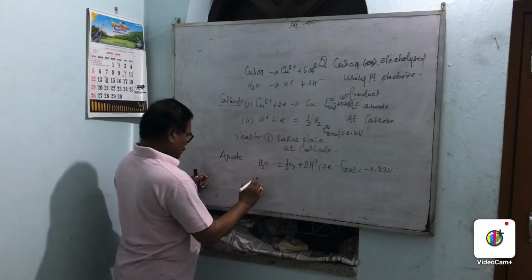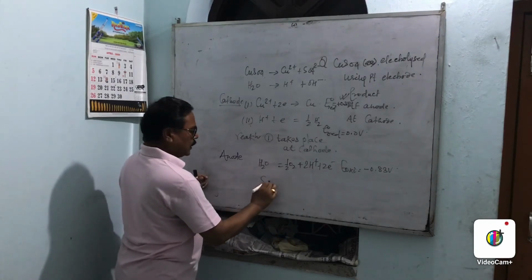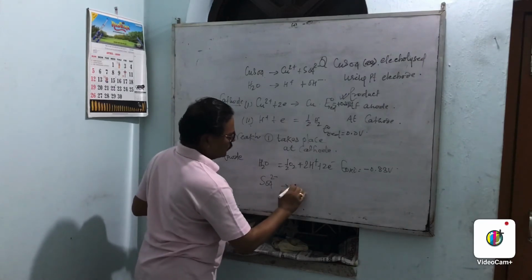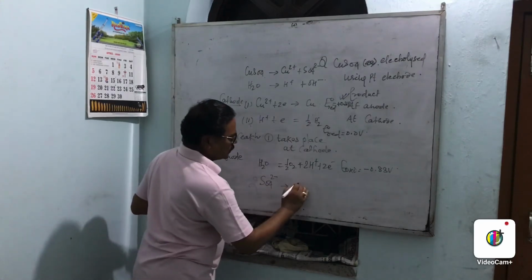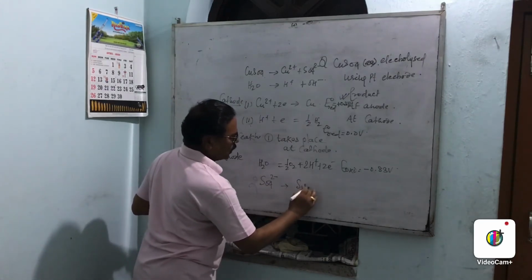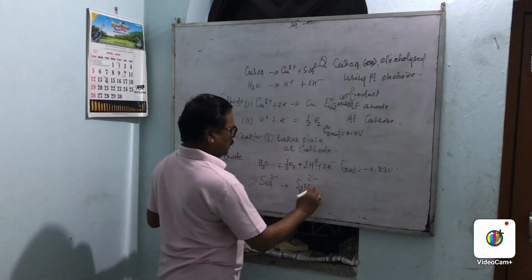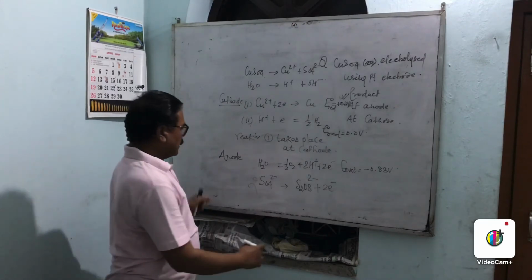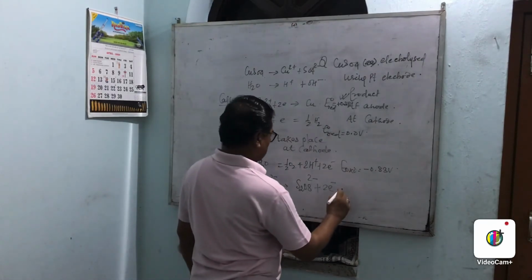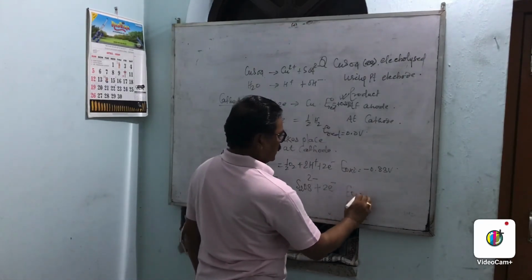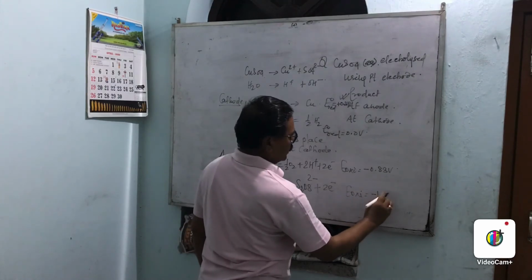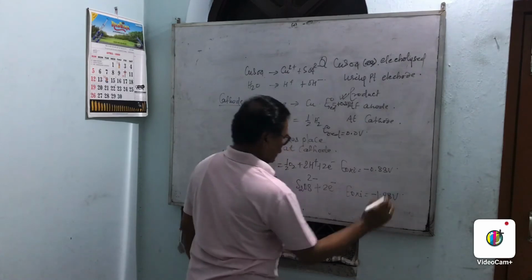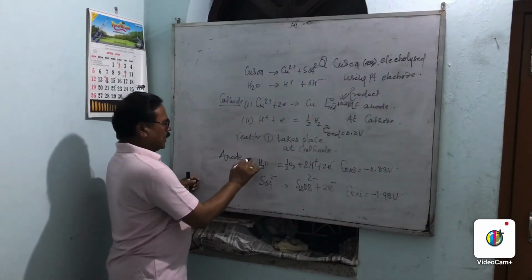Now, this is the SO4 2- ion, so it will get oxidized to give S2O8 2-, the peroxydisulfate ion, plus 2 electrons, right? And the oxidation potential comes to be minus 1.98 or 1.96 volt. This is approximate. So what will happen here?